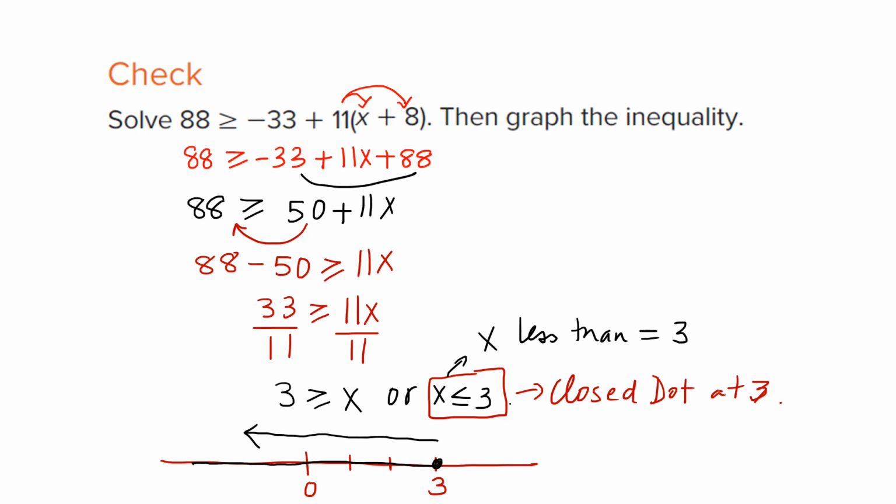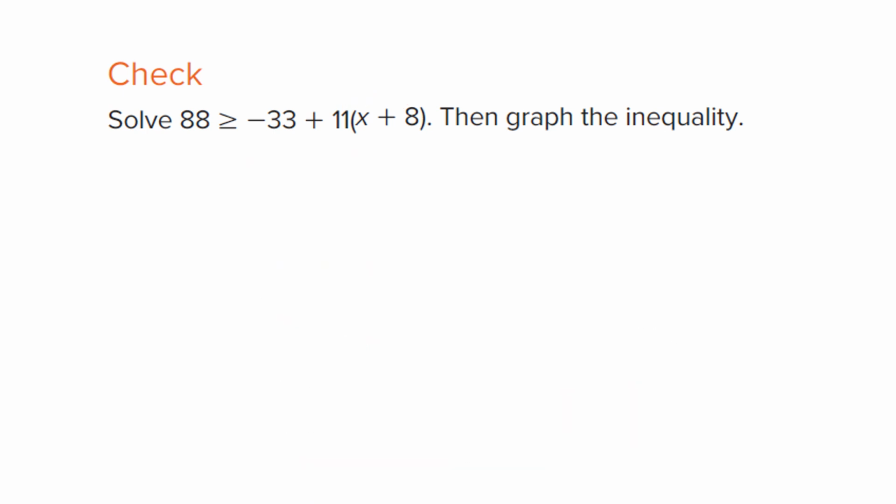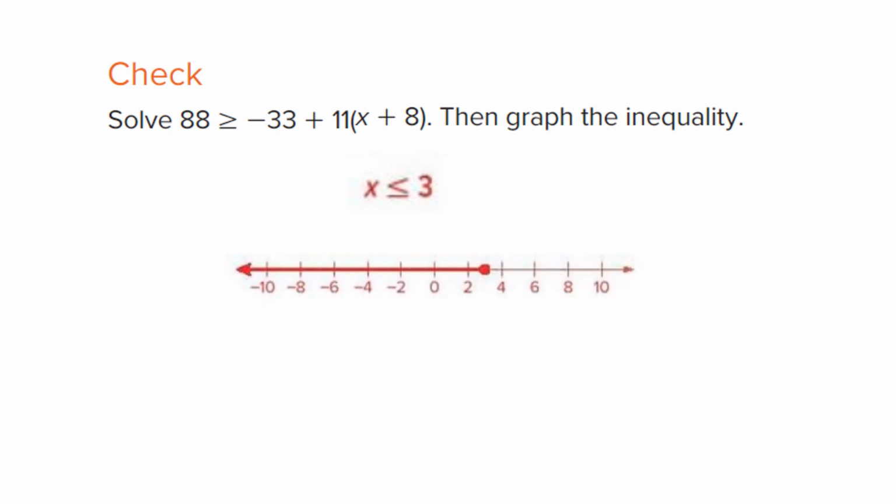Now if you want to write this same thing in set builder notation, then you will write curly brackets, the set of all x such that x is less than or equal to 3. So this will be the solution set of this inequality. This is how the final answer of this multi-step inequality looks. X is less than or equal to 3, and on the number line you have to move left as it is x less than or equal to 3, and at 3 you have a closed dot. Why? Because equal to is included here.